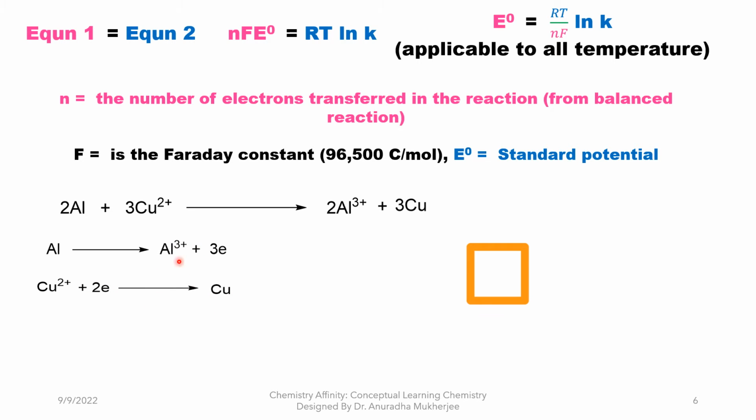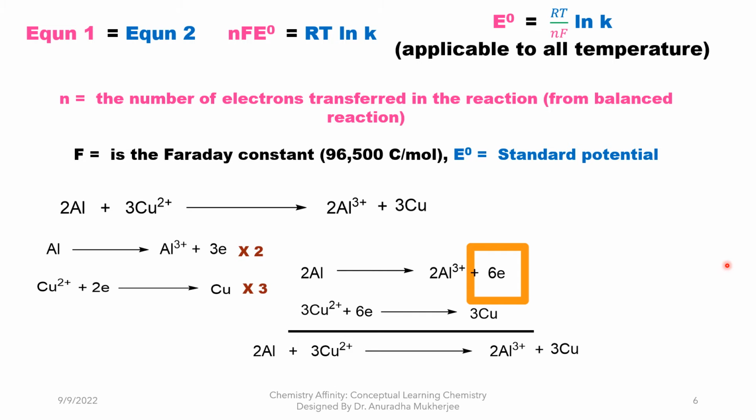If you look at the two reactions, you can find that the number of electrons for one half reaction is 3 and for the other half reaction is 2. So we have to make the number of electrons equal. I have to multiply this equation by 2 and this equation by 3. Then finally we are getting 6 electrons. So this is our net reaction. In this particular reaction 6 electrons take part, so N will be 6.